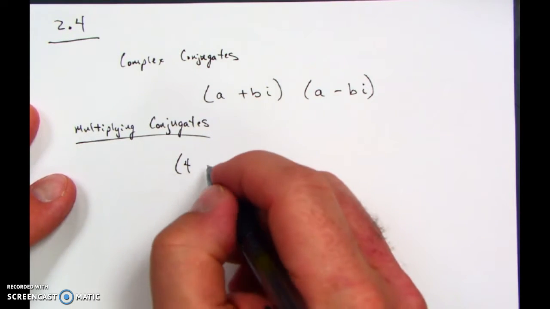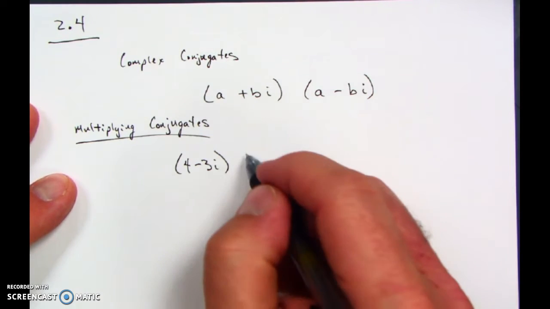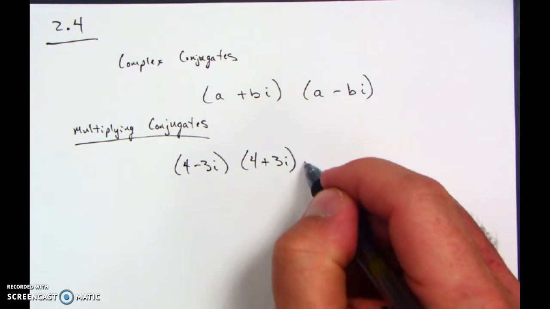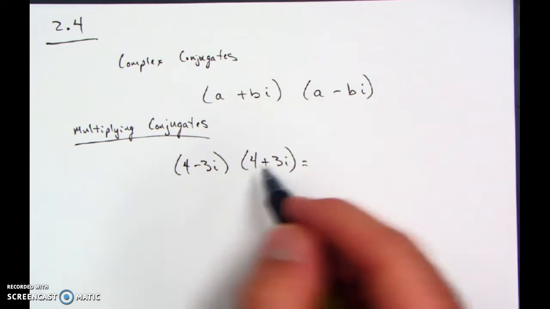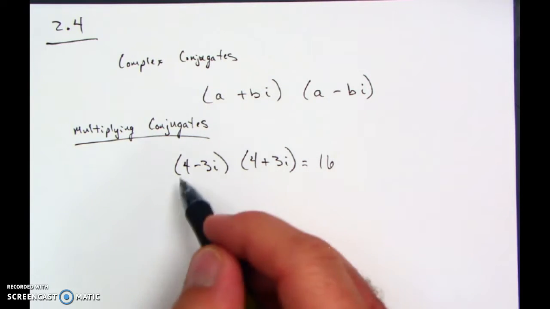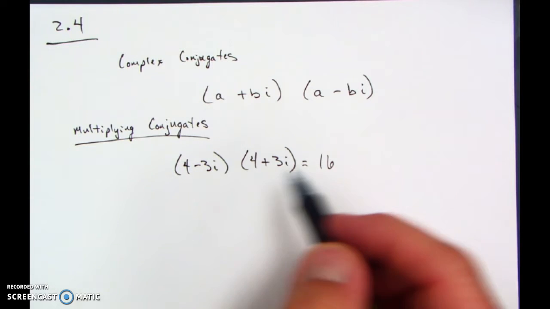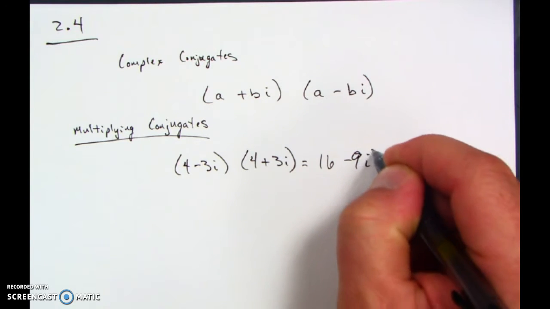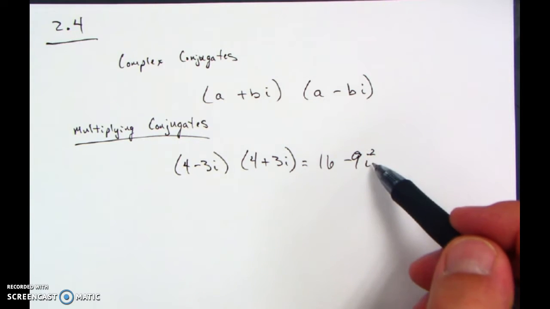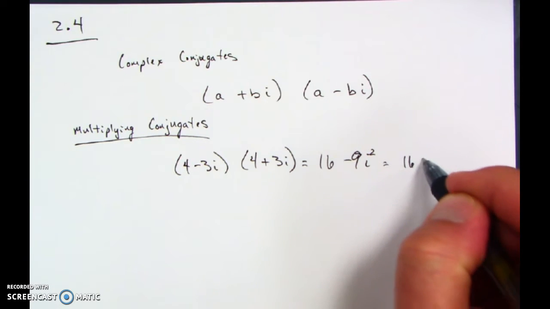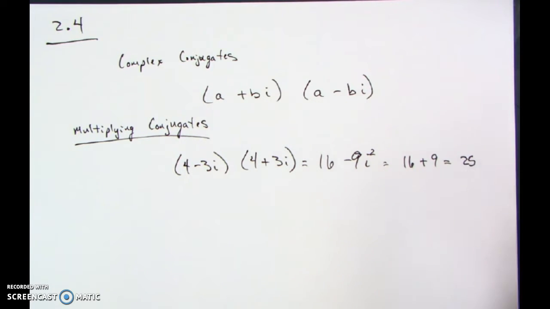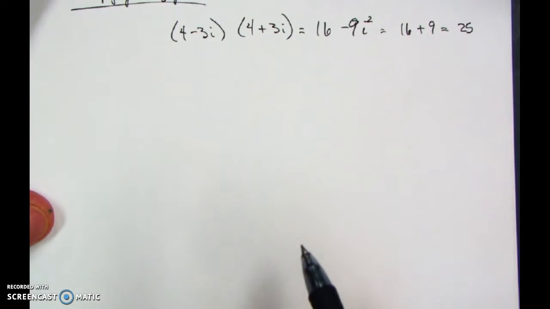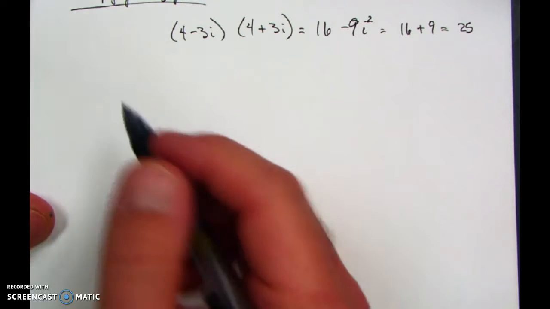if I have a complex number 4 minus 3i, and its conjugate, which would be 4 plus 3i, it's like difference of squares. What we have is 4 times 4 is 16. The outside and the inside cancel each other out. We have a negative 3i and a plus 3i. That turns into minus 9i squared. i squared is negative 1, so that turns that into 16 plus 9, which is 25. So we can use that then if we're looking at the quotient of complex numbers in standard form.